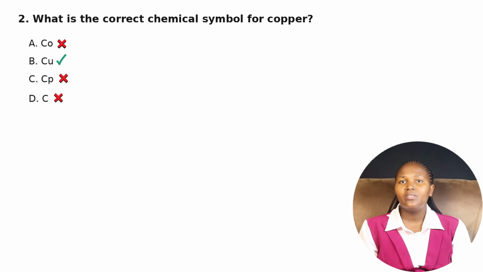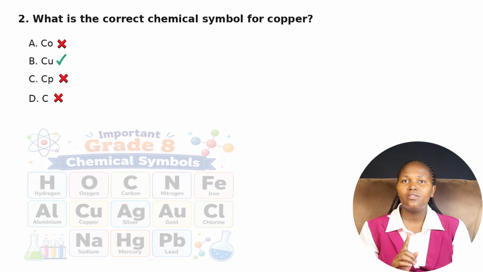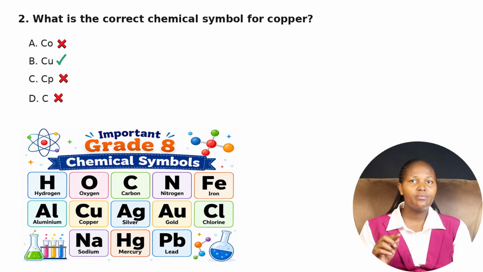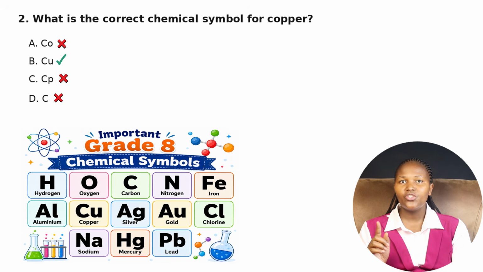Now, some of the important symbols that you're always supposed to remember are that H is for hydrogen, O is for oxygen, C is for carbon, N is for nitrogen, Fe is for iron, Al is for aluminium, Cu for copper, and then Ag is for silver, and then Au is for gold, then Cl, capital C small l, for chlorine, and then Na, capital N small a, is for sodium, Hg, capital H small g, is for mercury, and Pb, capital P small b, for lead.